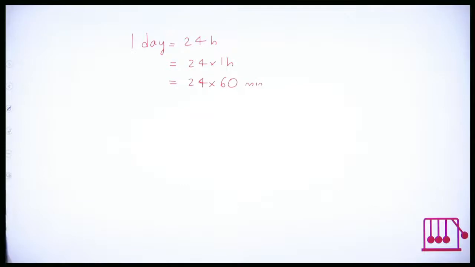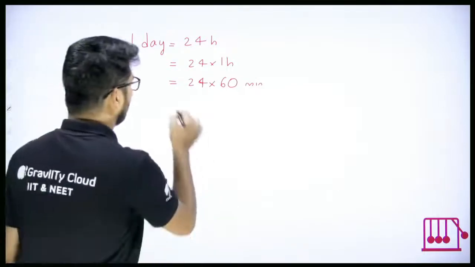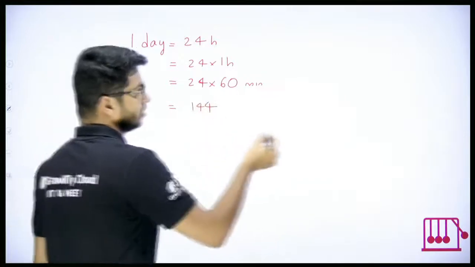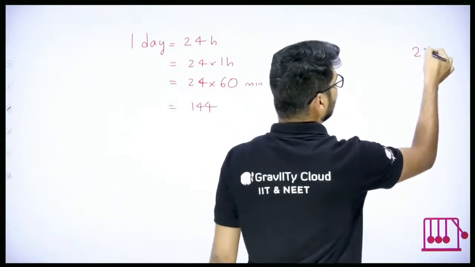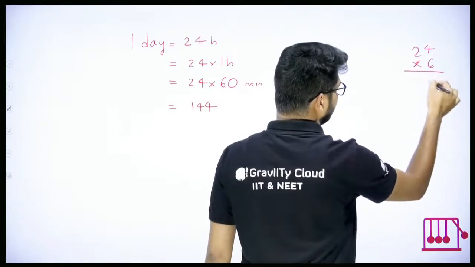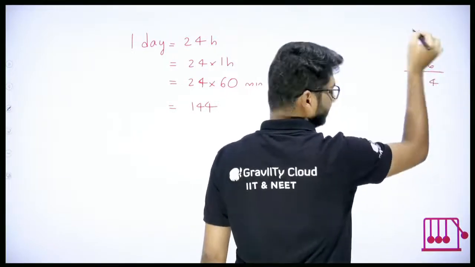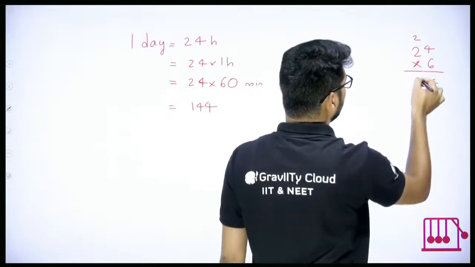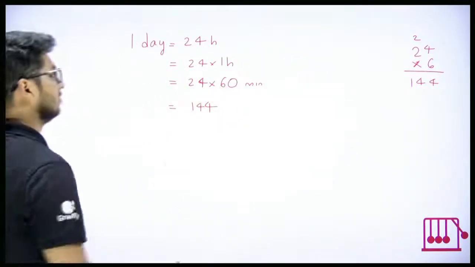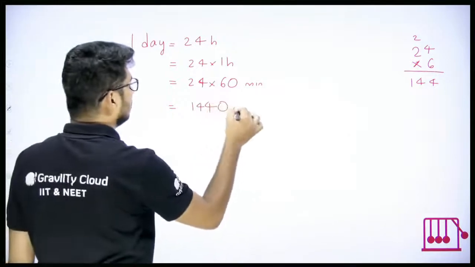1 hour is 60 minutes. So 24 into 6, how much is that going to be? 6 4 24. 144. You can do the calculation here. 24 into 6, we are multiplying them. 4 into 6, 24, 2 carry. 6 into 2, 12. 12 plus 2, 14. 144. So 144, we have a 0.